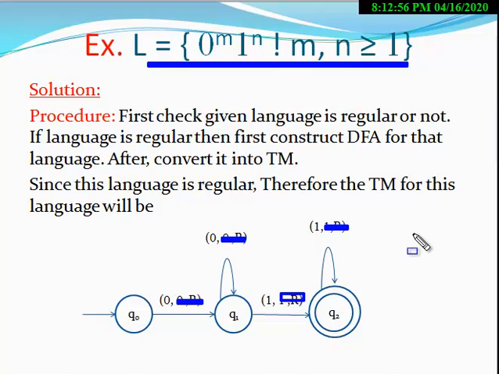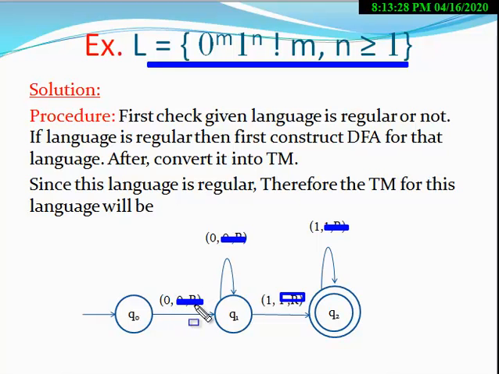Now we construct a Turing machine corresponding to this language. When you have to construct a Turing machine corresponding to a particular language, first you have to make a DFA. Now you have to convert all the edges into triple form. Okay, so here you have to convert this edge into a triple form.